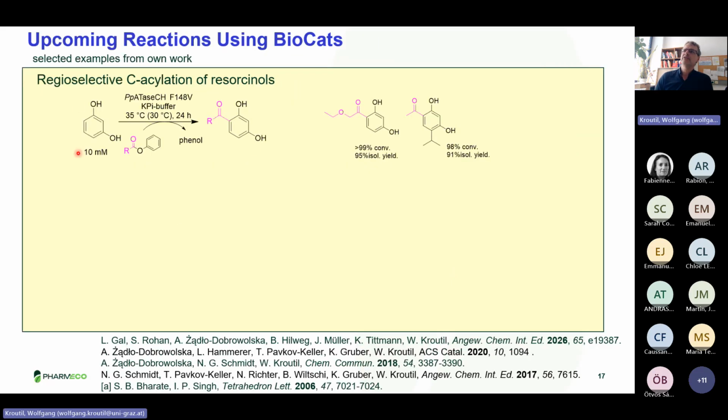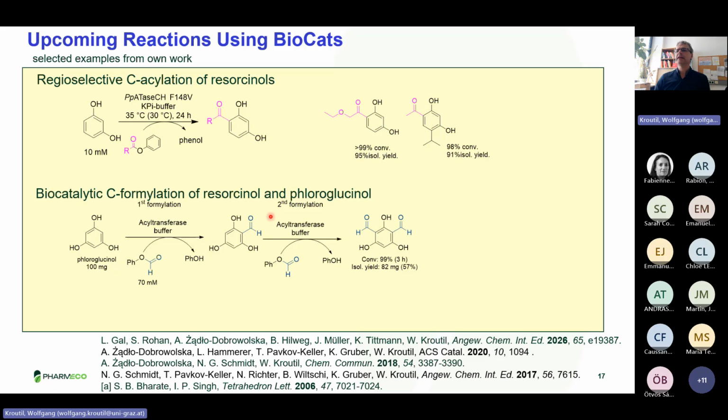Another reaction which we investigated was to do something like a Friedel-Crafts reaction. There are not too many examples with enzymes. Actually, we abused or misused here an enzyme from nature, which did a different reaction, for the acylation of resorcinol. And we engineered the enzyme so that we can also have some bigger functional groups there.